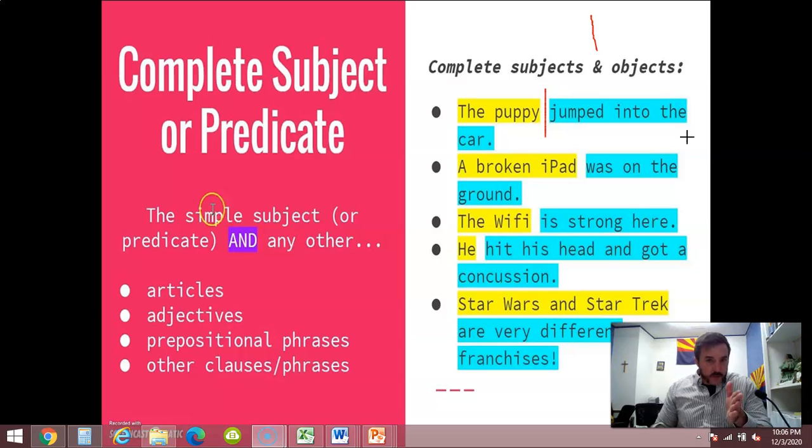The subject is who or what the sentence is about, and the predicate is what the subject does. I was getting them mixed up there for a minute. So here we go. Number 2, a broken iPad was on the ground. Who or what is the sentence about? A broken iPad. Again, they ended the yellow. I like to put a line. It's not a straight line this time. Everything after that is a complete predicate.